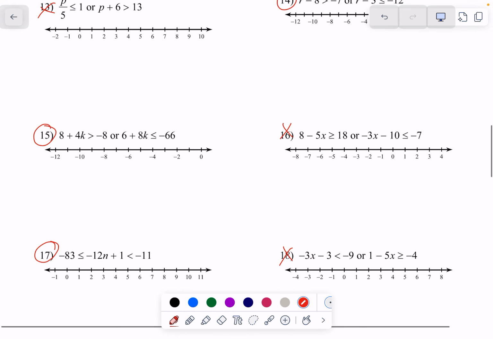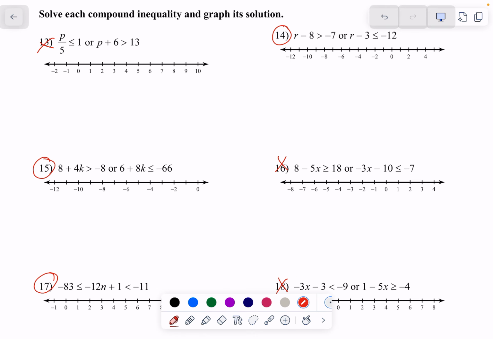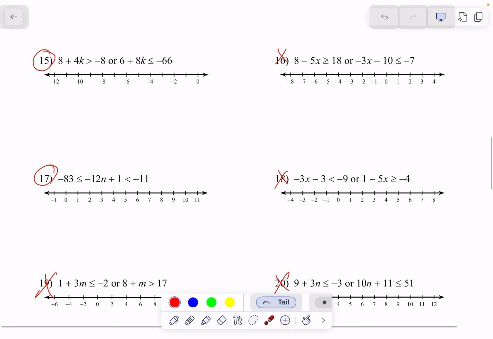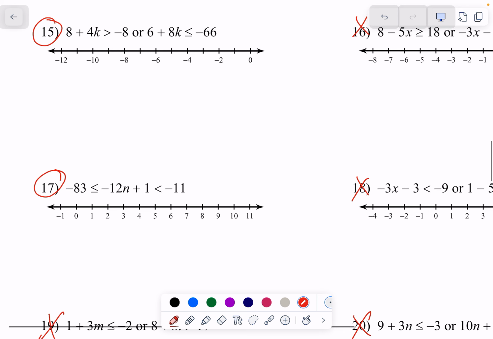Okay, so let's do 15. 15 and 14 look alike. So you can use 15 as a resource when you're going to do 14. Okay, so let's do 15 together. When you have two inequalities with an or between them, it's one of the nicest types because you're just going to solve each one independently, and then we're going to throw it onto the graph paper. We color in what we color in, and that's going to give us the interval.